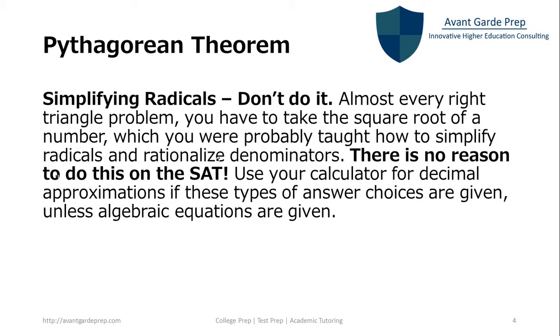When dealing with questions, you will often have an answer that is in radical form. For example, the root of 12. Do not try to simplify this answer. Use your calculator. You have it for a reason. You can easily compare decimal numbers with your calculator. Just work them out. Not a problem. You don't have to reduce these.